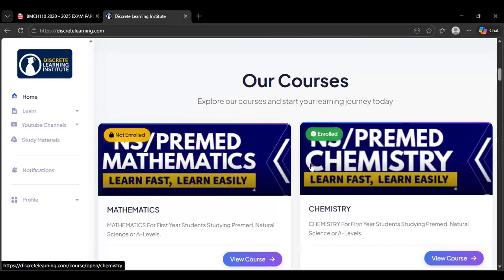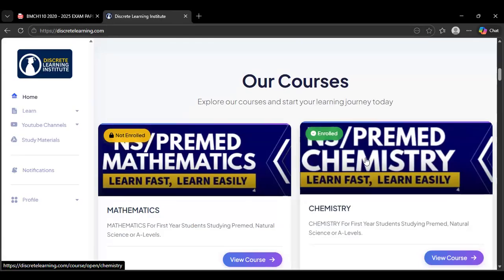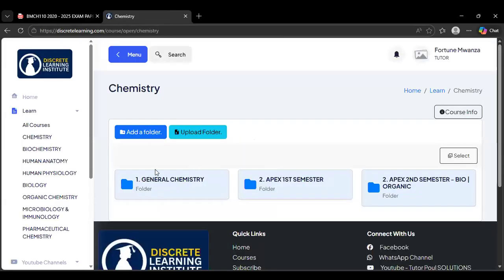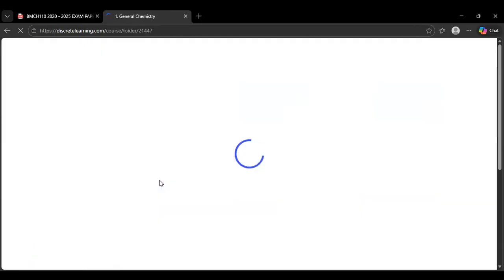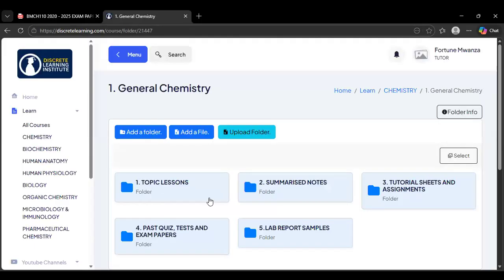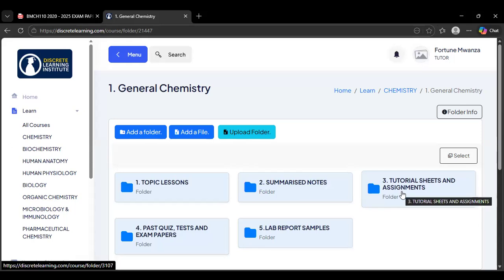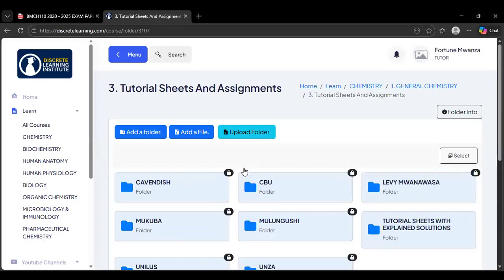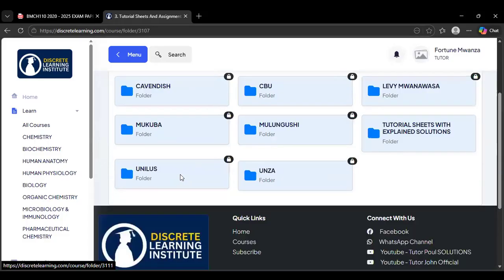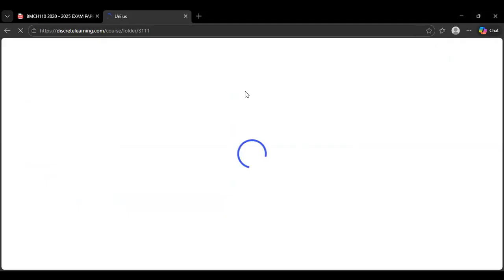Here you can see this chemistry. If you are enrolled in chemistry, you can open the folder for chemistry there. Once you open the folder for chemistry, you can go where it's general chemistry. Then once you open that folder, you go where it's tutorial sheets and assessment. So you open there. Then you choose the university. You can go to UNILAG there. If you're at UNILAG, you open.